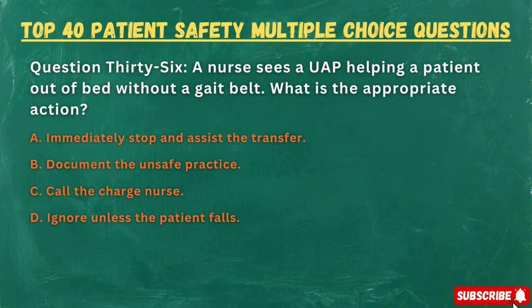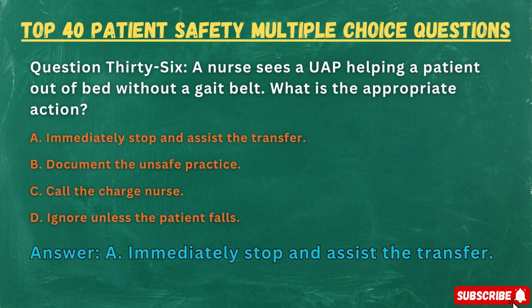Question 36. A nurse sees a UAP helping a patient out of bed without a gait belt. What is the appropriate action? A. Immediately stop and assist the transfer. B. Document the unsafe practice. C. Call the charge nurse. D. Ignore unless the patient falls. Answer: A. Immediately stop and assist the transfer.